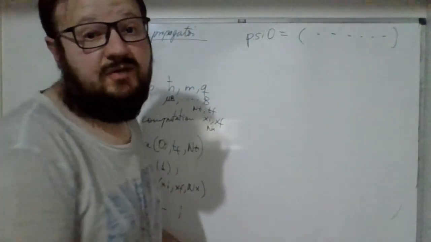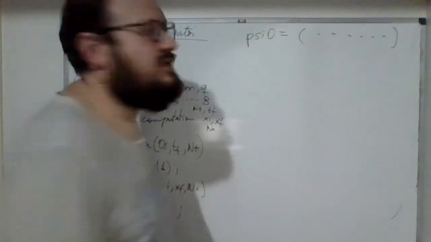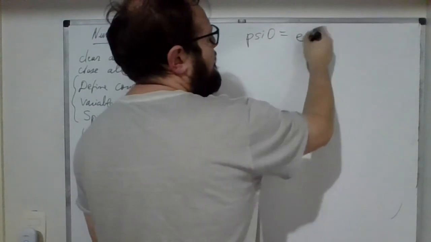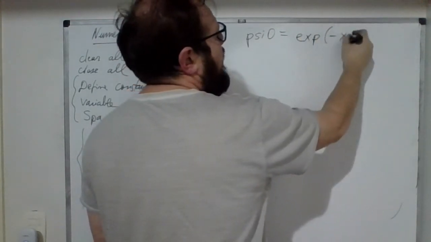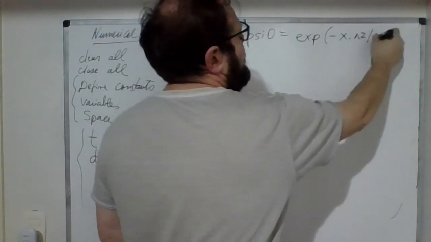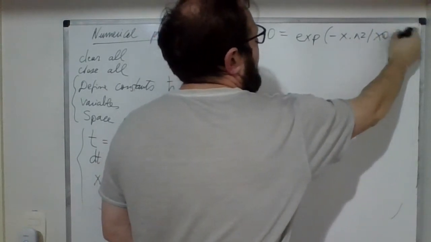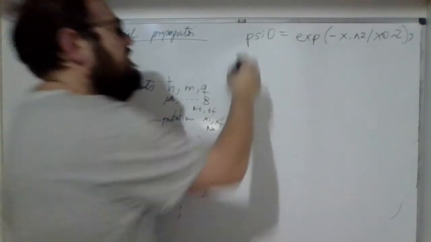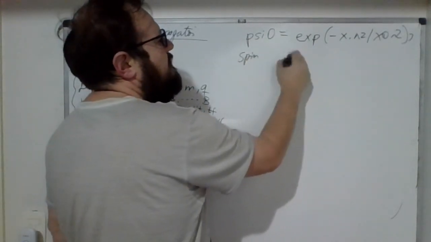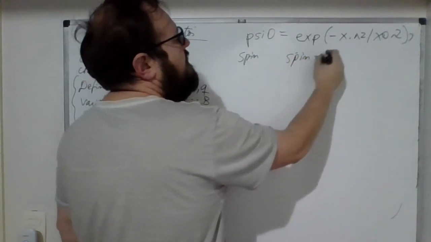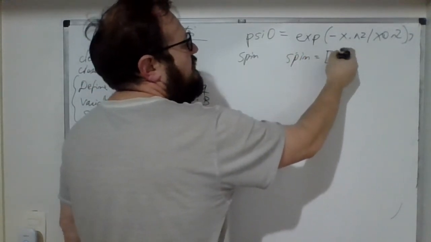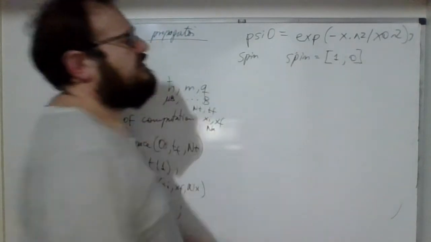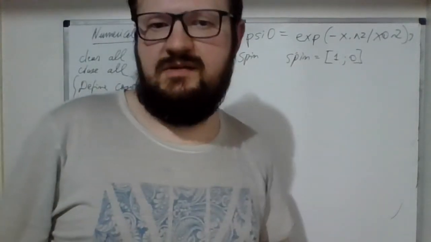For instance, if you are trying to calculate the evolution of a Gaussian wavepacket in position space, it can be defined as the exponential of minus x squared divided by x naught squared, which is the length of the Gaussian, or whatever. It can be spin, suppose a spin state which has in the z component 1 and 0, so it's an eigenstate of spin in the z direction.